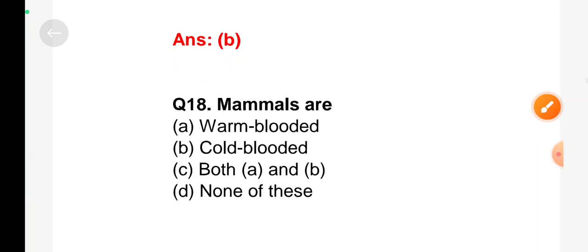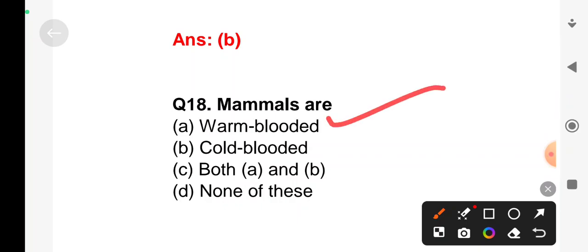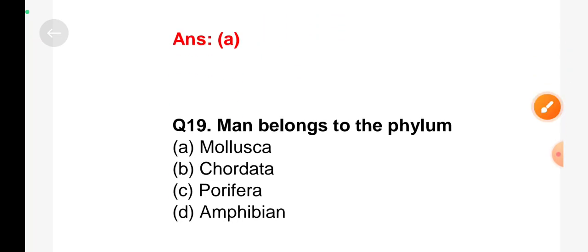Next question. Mammals are option A, warm-blooded, option B, cold-blooded, option C, both A and B, option D, none of the above. Right answer is option A. Next question. Man belongs to the phylum option A, Mollusca, option B, Chordata, option C, Porifera, option D, Amphibia. Right answer is option B.